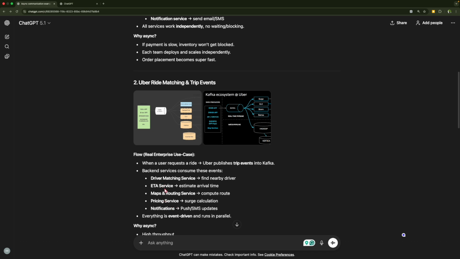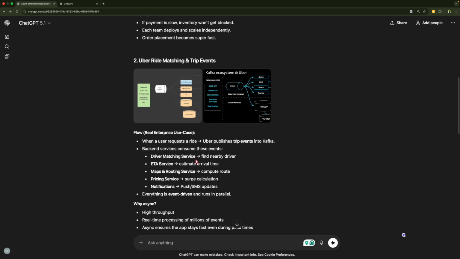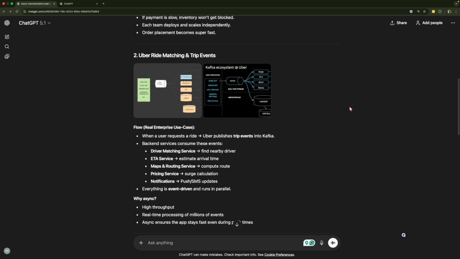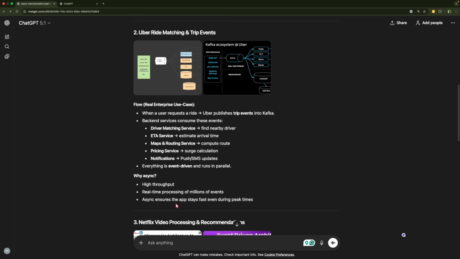And for this reason, asynchronous communication is very important, where Uber uses Kafka basically to handle this asynchronous communication. That helps in high throughput and real-time processing of millions of events, and async ensures that the app stays fast even during the peak times. Okay, so that's the significance of asynchronous communication, and Uber manages that with the help of Kafka.